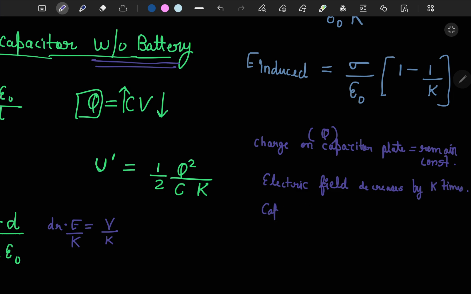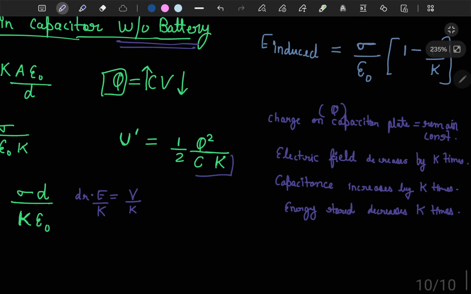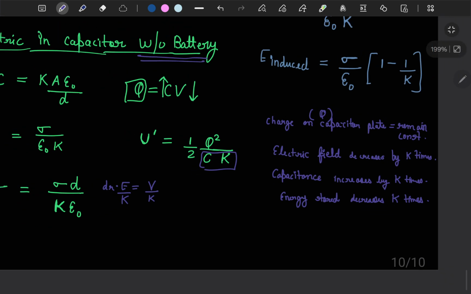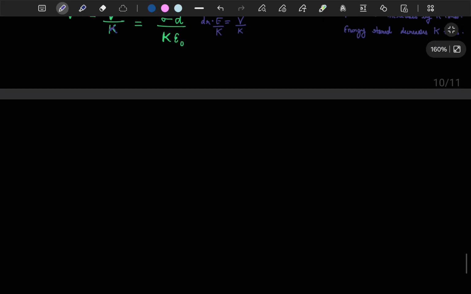We have talked capacitance will increase k times. And energy stored decreases k times. Why? Because the capacitance was increasing k times and the charge was remaining constant, so keeping it in the formula half q square upon c, c will become kc.